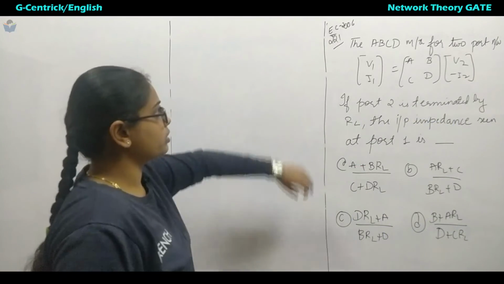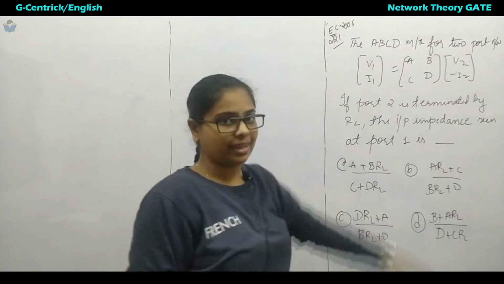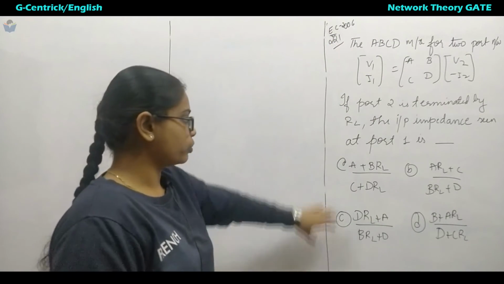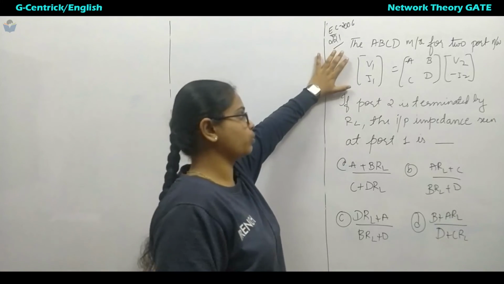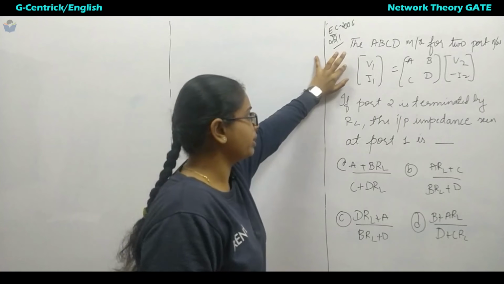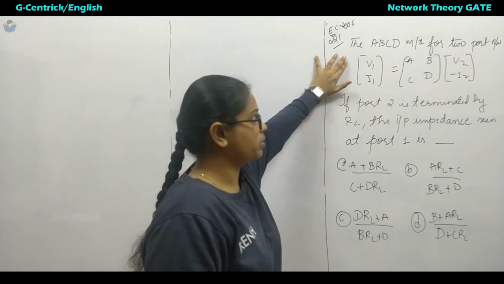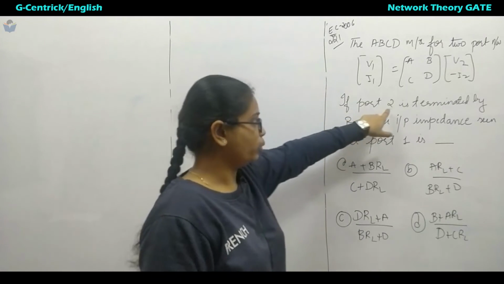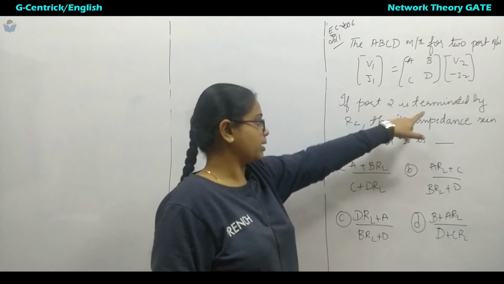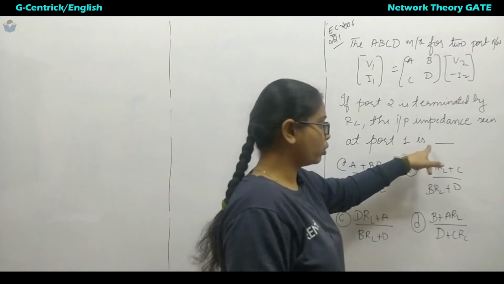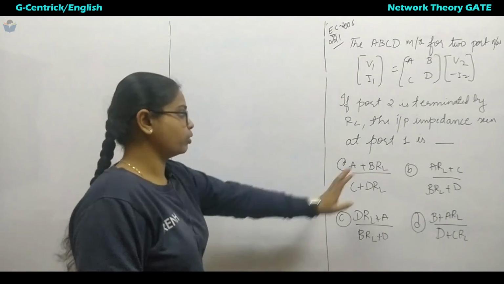Okay, so coming to question 221, which was asked in electronics branch 2006. It's a very interesting question. Most of the students skip this one because of the so much information given in it, but it is the easiest problem that you can expect. So now they have given the ABCD matrix for a two port network. Okay, and if port 2, that is the 2 dash terminal, is terminated by RL, the input impedance seen at port 1 is. Okay, so they have given 4 options.